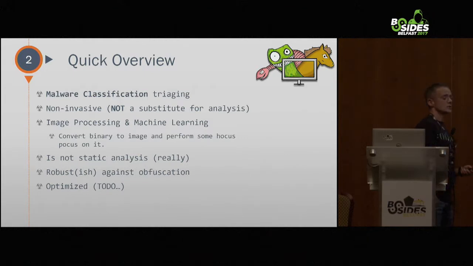Because there is some ambiguity out there. Anyone that's used VirusTotal will probably see there is a bit of ambiguity in terms of the families that they actually classify each malware as. I'm using image processing and machine learning, so a quick overview. I'll go into this in a bit more detail.